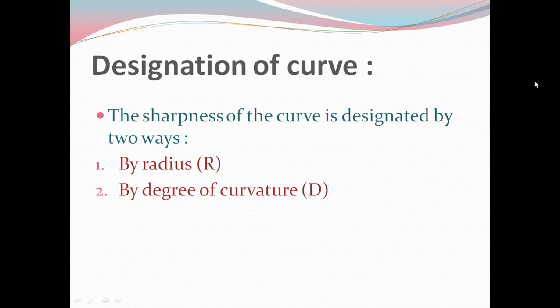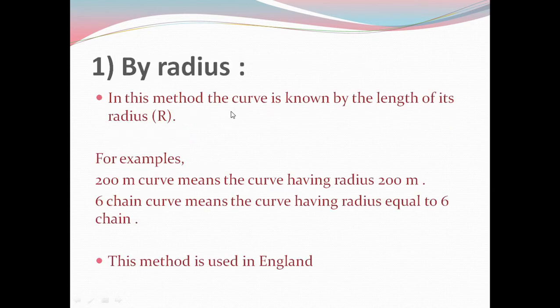Hello students, I am going to explain about designation of the curve. A curve can be designated in terms of either the radius or the degree of curve. So the sharpness of the curve is designated in two ways, by radius and by degree of curvature, R and D. There are two ways.